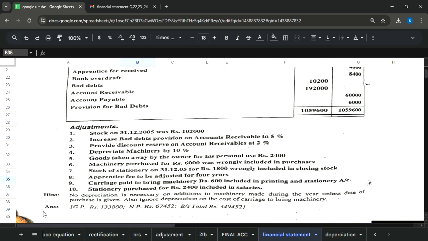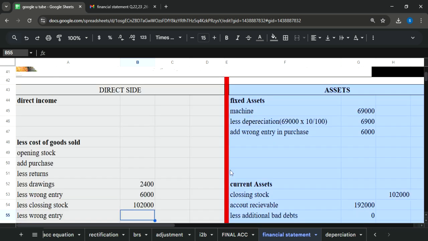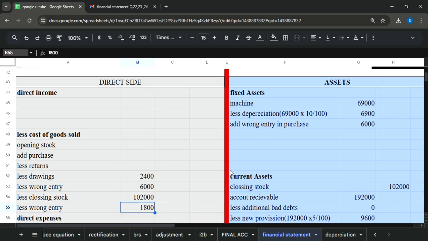The amount of wrong entry is 1800. You will put 1800 over here. Now here there is a problem. What you will do, you will arrange it in a different way. Please understand, it is very important. Here you will calculate your closing stock. Amount of closing stock less wrong entry, and you will choose this closing stock instead of this. And remaining amounts we will be writing accordingly.